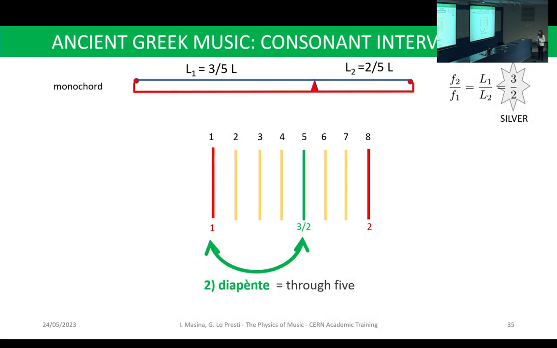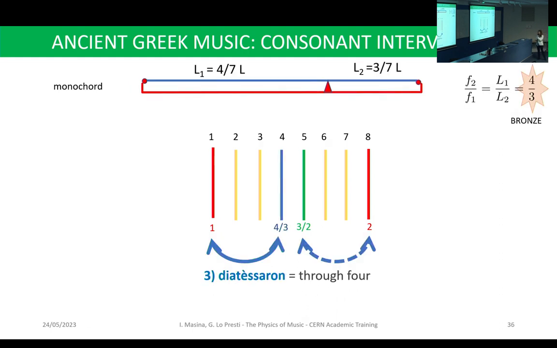Good. What else? We can exploit the silver consonance, which is 3 over 2. You go up and fix this second nicest consonance, which is 3 over 2, and you have diapente, which means through 5 strings. The 5 strings they had. Now, in the harp, the fifth is yellow, but I decided to emphasize it with green. And the bronze consonance is diatessaron, through 4, and you have two diatessaron actually here. You can tune them, and I draw it in blue, and the harp has the blue diatessaron. So if you are friendly with the harp, you really see this visually in your instrument.